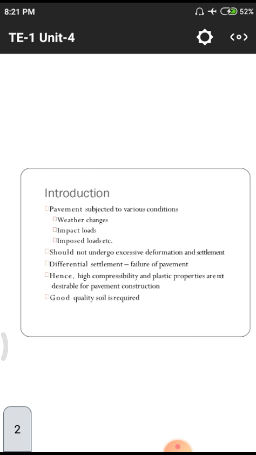Next one, differential settlements, failure of pavements. Here we have these differential settlements. Differential settlements means normally, due to different reasons, some roads having some structural features, due to a huge amount of traffic or a huge amount of load-carrying vehicles or other cases, we have these settlements.